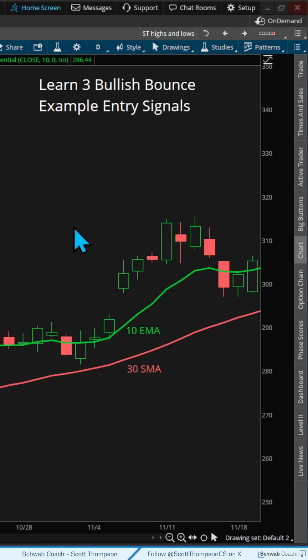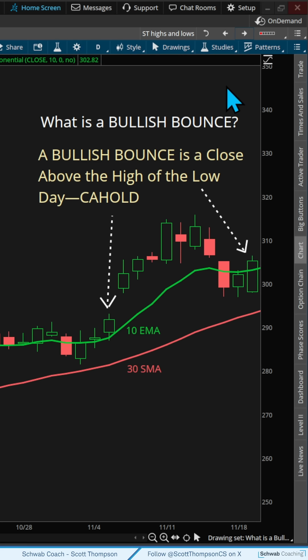We're going to look at 3 different ways to trade a bullish bounce, 3 potential entry signals associated with what we call a bullish bounce in the trend. Now, a bullish bounce is simply a close above the high of the low day. We abbreviate that with HOLD, close above high of low day. I have an arrow here drawn on a few examples where the stock has closed above the high of the low day, and that may or may not be the entry signal. So there's 3 potential ways to trade these entry signals on a bounce. Let's take a look at those.